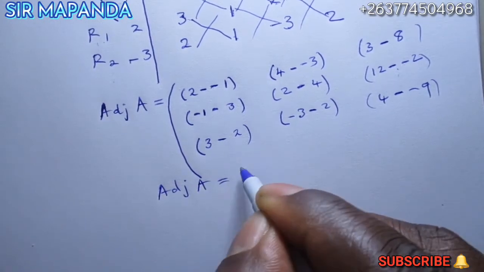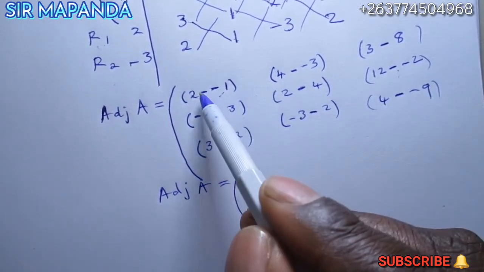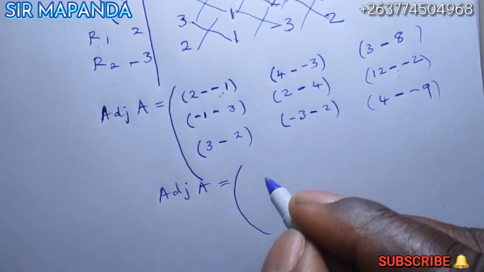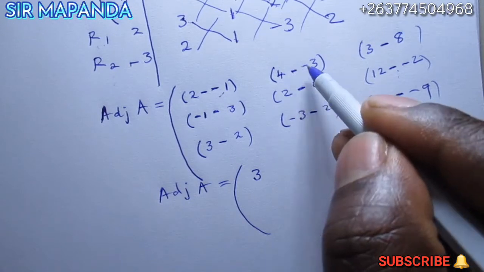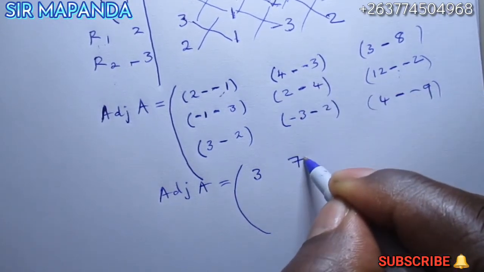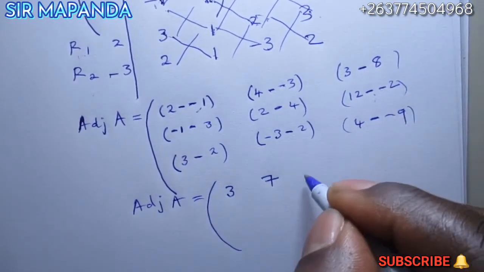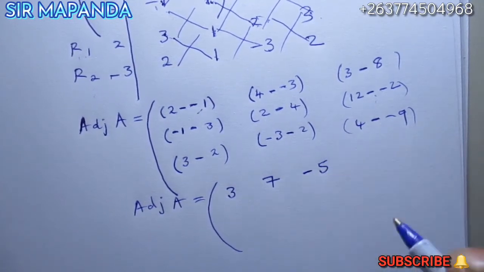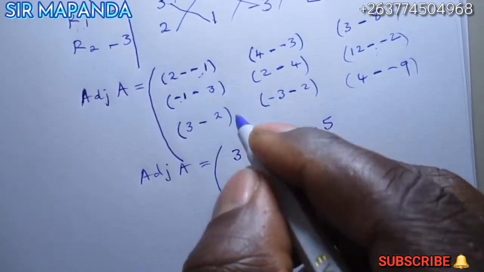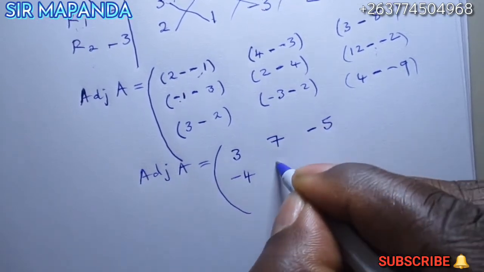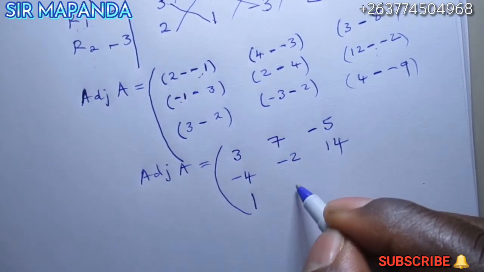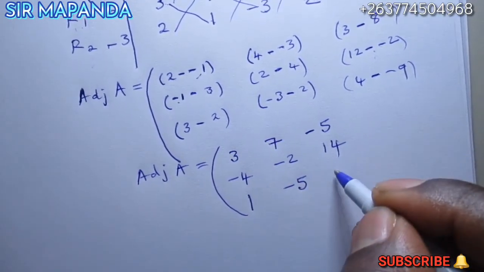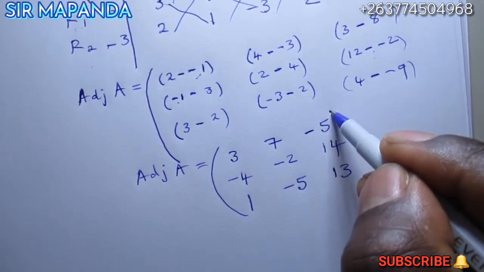So the adjoint of A is equal to, remember we have 2 minus minus 1. It gives you 2 plus 1, which is 3. 4 minus minus 3, you get 7. 3 minus 8, you get minus 5. I hope you are following. And minus 1 minus 3, you get minus 4. This is minus 2. This is 14. This is 1. This is minus 5. And this is 13. Then this is your adjoint.